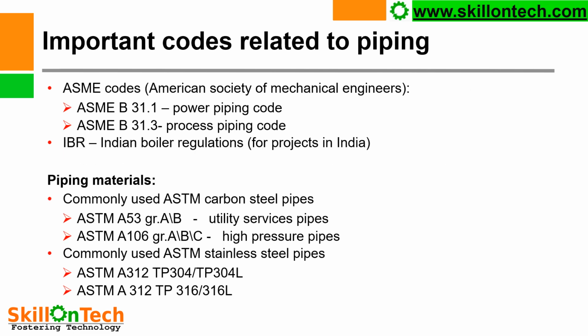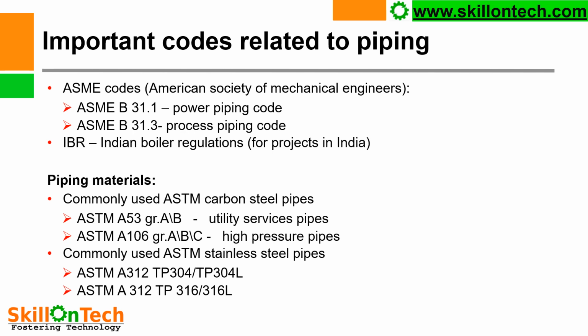Important codes related to piping. As a mechanical engineer or piping engineer, we must know the piping codes, which are essential to complete a piping project. So, what are those codes? ASME codes, American Society of Mechanical Engineers. ASME B31.1, that is the code for power piping. ASME B31.3, that is the code for process piping. IBR, Indian Boiler Regulations, for projects in India.